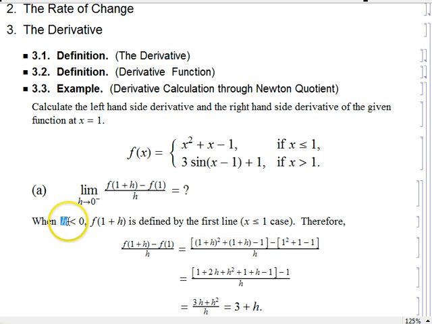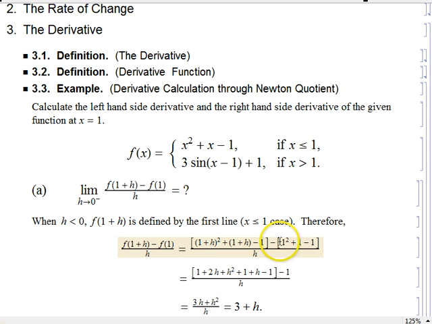Well, h is a little bit less than 0, so 1 plus h is a little bit less than 1, so we have to use the first line, this one. So plug in 1 plus h in place of x, and we get this part: 1 plus h squared plus 1 plus h minus 1. Now what is f of 1? X equals 1 is right here, so you have to plug in x equal to 1 into these. So 1 squared plus 1 minus 1 is going to turn out to be 1, by the way.